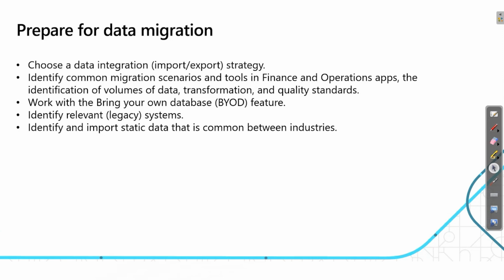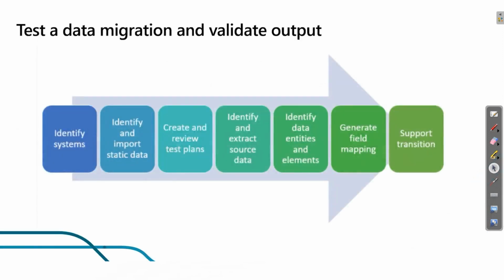Whenever you are preparing for data migration, the first thing that you would do would be choosing a strategy. You would identify common scenarios between finance and operations and the existing systems so that you can bring in all the static data. You can import static data, create a test plan, identify your source data, extract it, generate mapping, say that the data may be like field A in my system A is field B in my system B.